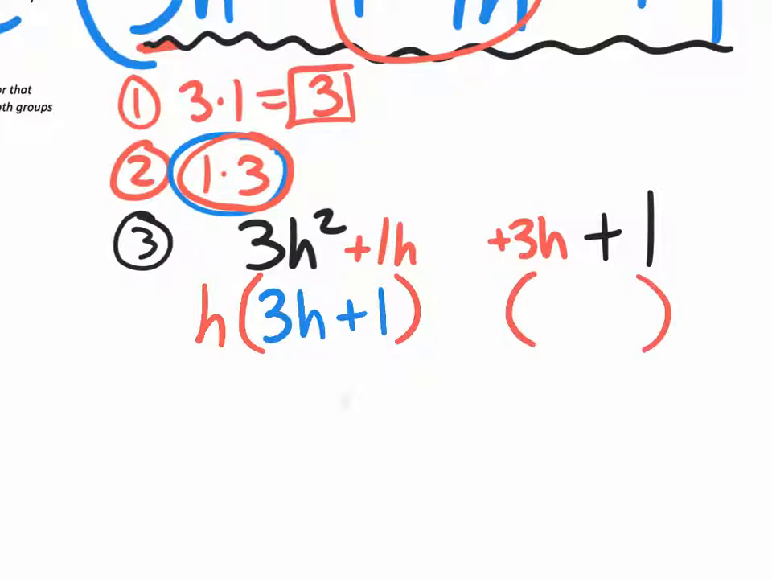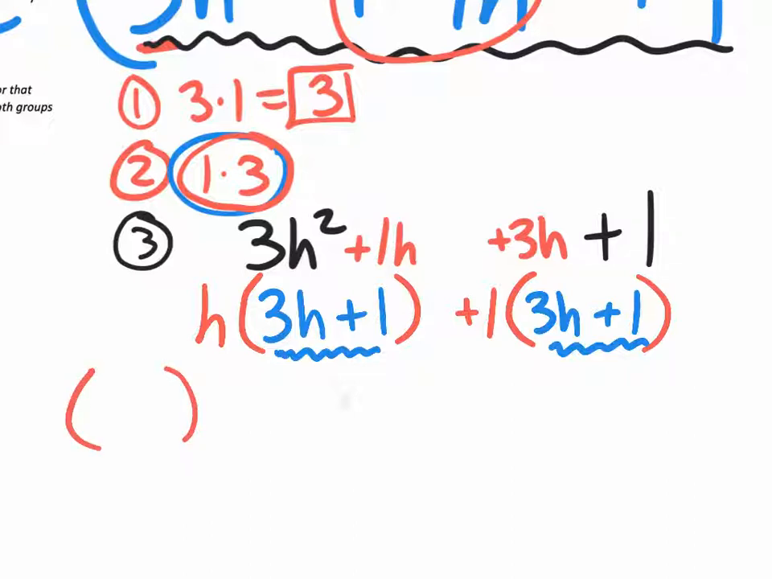Nothing. But I could force out a 1 just to continue with this factoring by grouping process. So what would I have left if I pull out a 1? The same exact thing, a 3h and a plus 1. Okay, now that we see that we have a common binomial in the first group and the second group, we could pull out that common binomial.